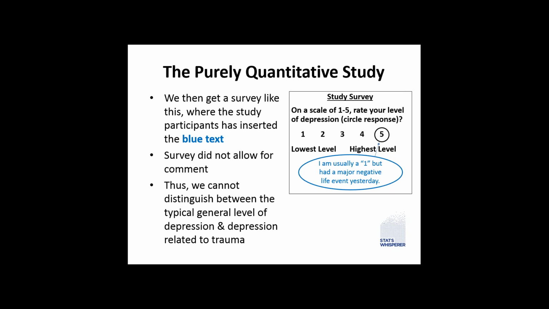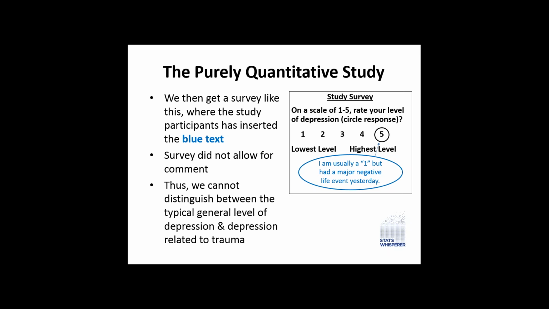But in this purely quantitative study, they are going to be coded as a 5, meaning that they have the highest level of depression possible. So it looks like from this person's data that the person in the community has the highest level of chronic depression possible. However, that's a total misrepresentation of the construct we're looking at, because they're usually a 1. Chronically, they're a 1, but this day, because of what happened, it's a 5. So it's a total inversion of what's happening.